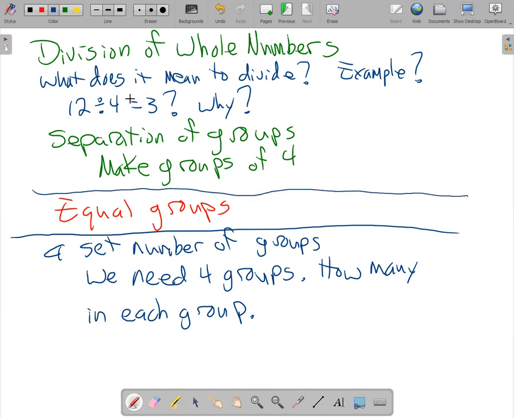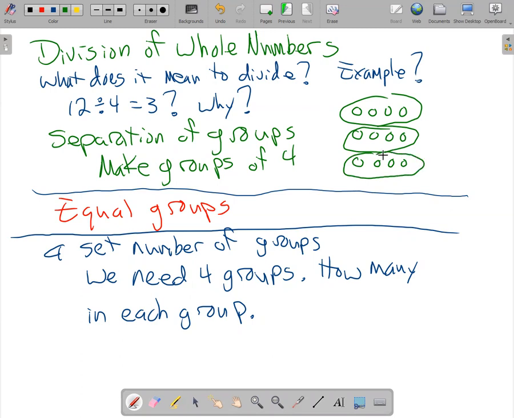I just want to draw this out. In the first one, starting with 12, I need to make groups of 4. So 1, 2, 3, 4. There's one group of 4. 5, 6, 7, 8. There's another group of 4. 9, 10, 11, 12. There's another group of 4. So the answer is 3 because we can make 3 groups of 4.